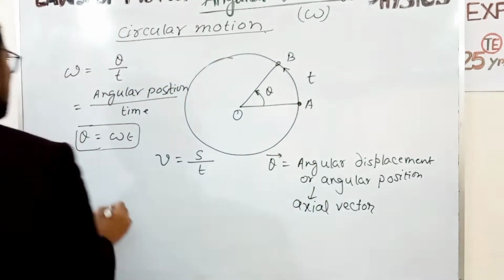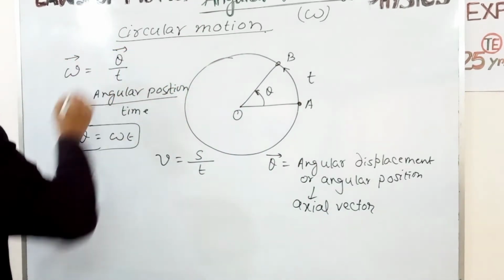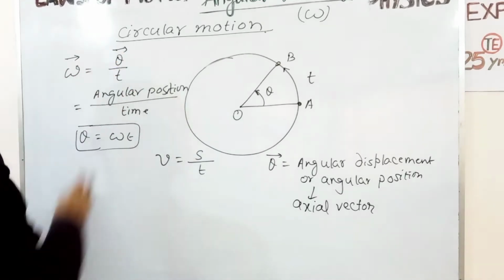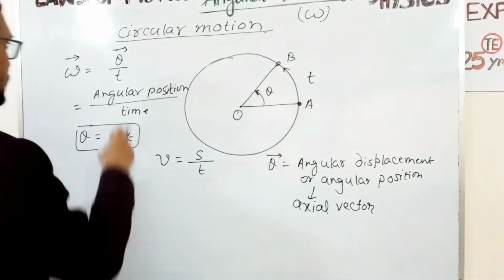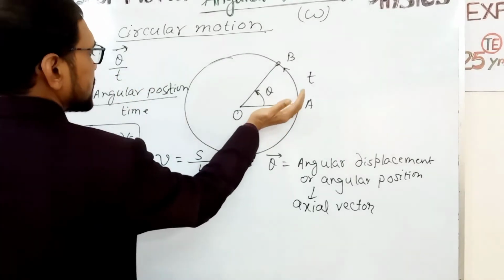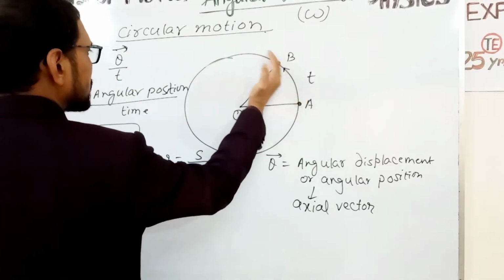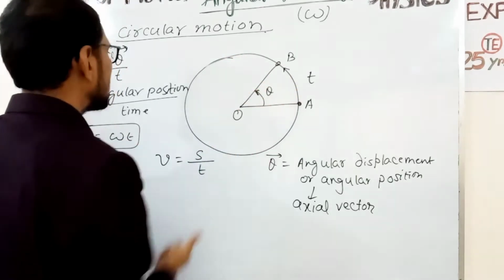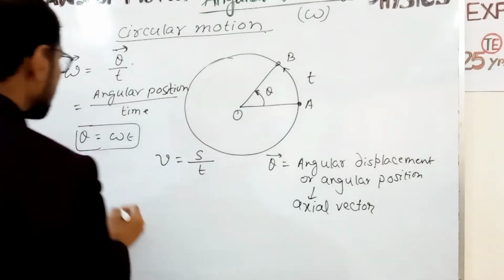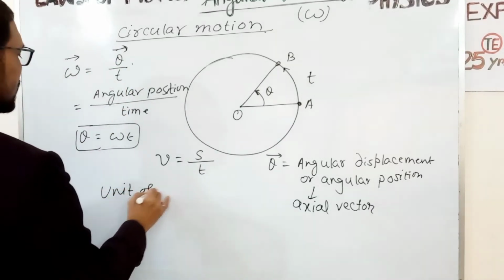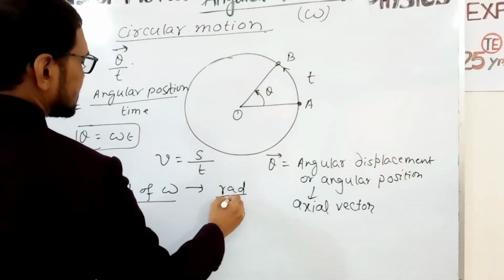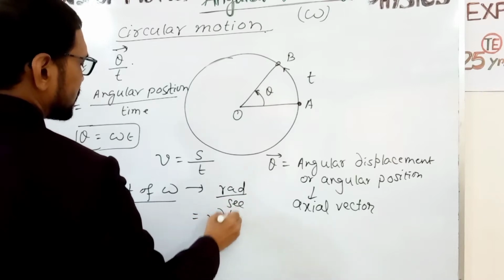So omega is a vector quantity, theta by t. Theta is a vector, so the direction of angular velocity is the direction of angular displacement. If we curl the fingers along the direction of rotation of the body, then the thumb denotes the direction of angular displacement. Now what is the unit of omega? Theta's unit is radian and time is second, so radian per second.